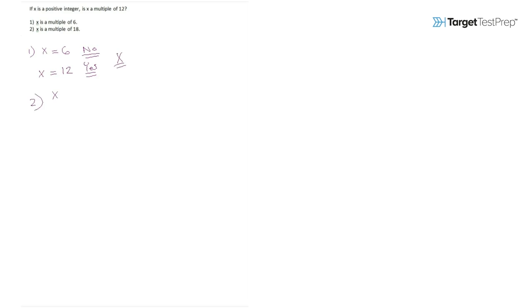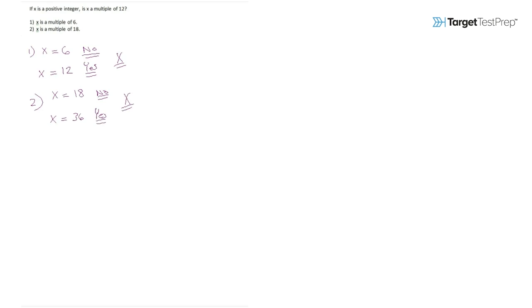We do the same thing in statement 2. The first positive multiple of 18 is 18. Is 18 a multiple of 12? No. The next highest multiple of 18 is 36. Is 36 a multiple of 12? Yes. So we have another yes, no.